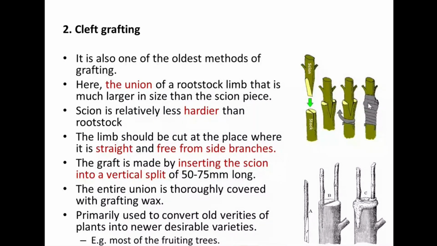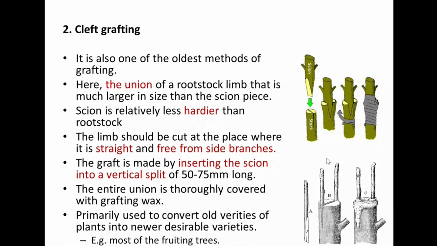We tie with the grafting tape. Sometimes grafting wax also comes, just to avoid external pathogen entry. Even if you put grafting tape or grafting wax, both are fine. Most of the fruiting trees use this cleft grafting. Sometimes, rather than one, they put two also.